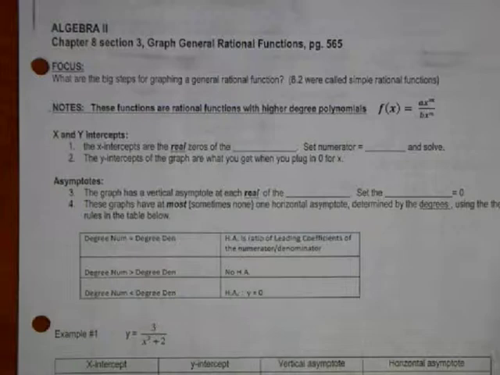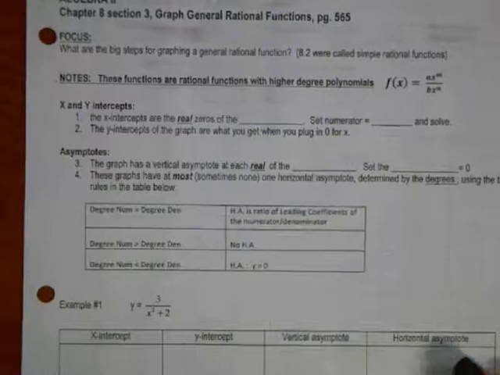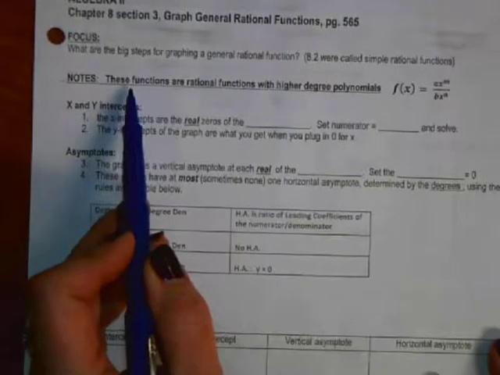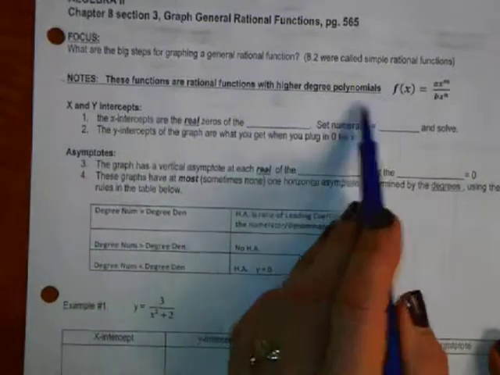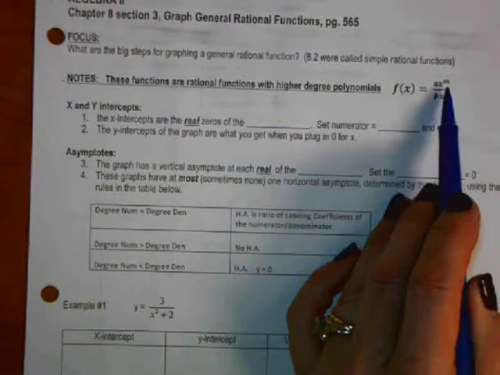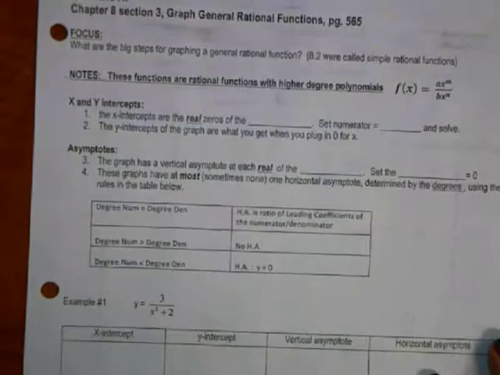Simple functions, rational functions. Here we go. The difference is, oh wait, these functions are rational functions with higher degree polynomials. Yesterday the degree was all 1. Now it's going to be 2 or 3 or whatever. Okay? That's what it means. That's the difference. All right, so I'm going to just take you right through the steps.